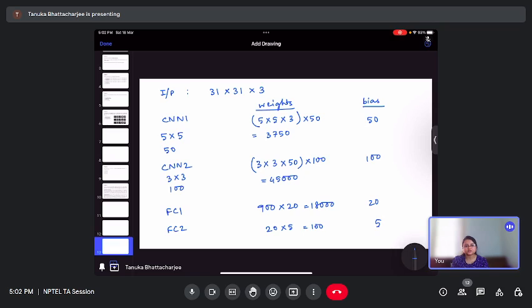I hope this is clear to everyone. If any doubts are there, you can ask. So this is how we compute the dimensions for each CNN layer, max pooling layer, and the number of learnable parameters that will be there for these layers.